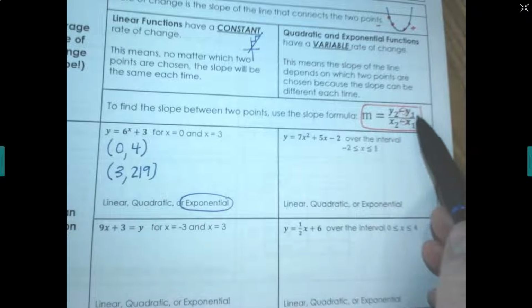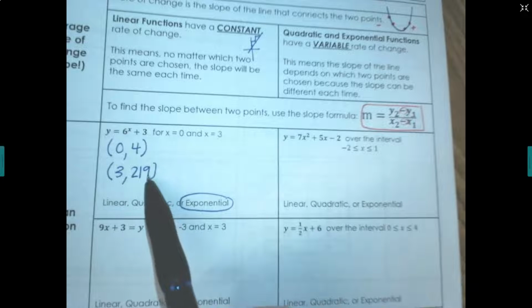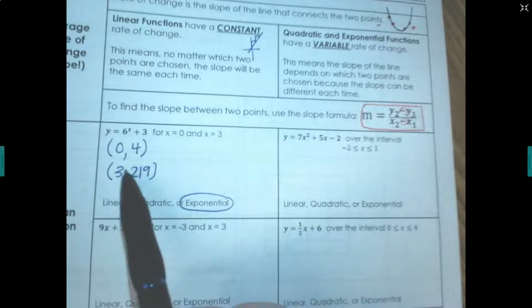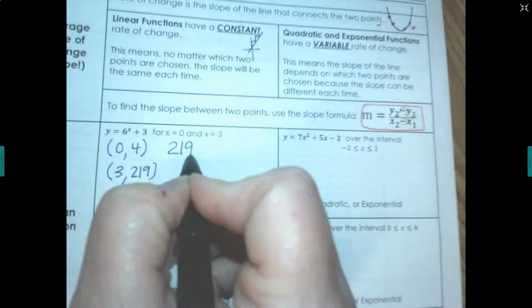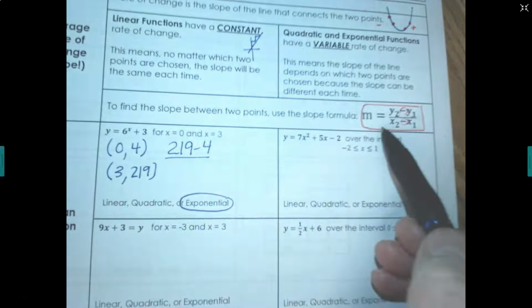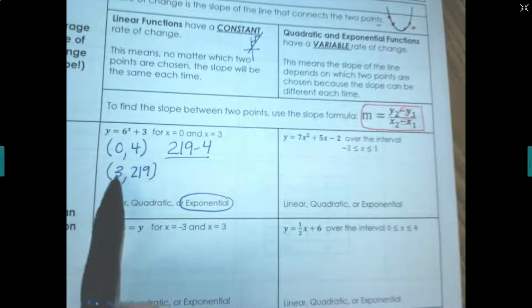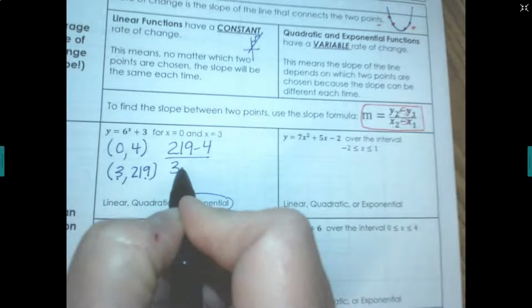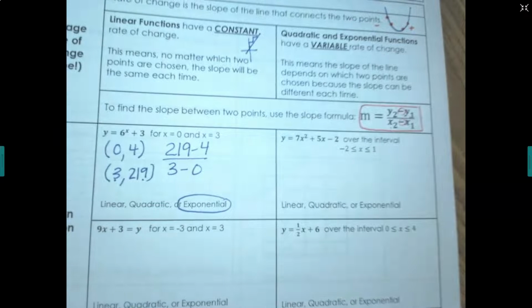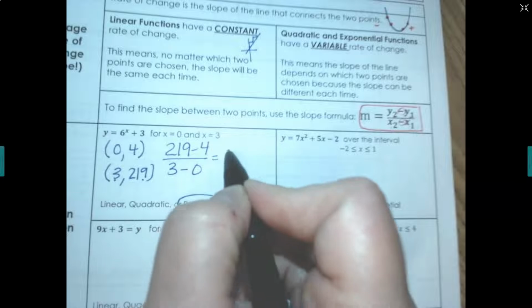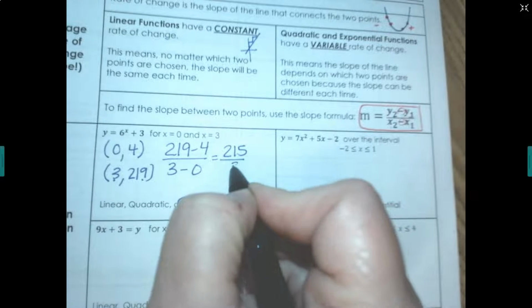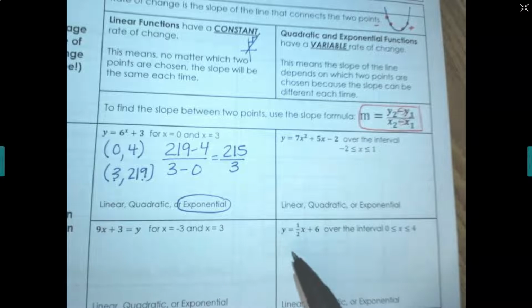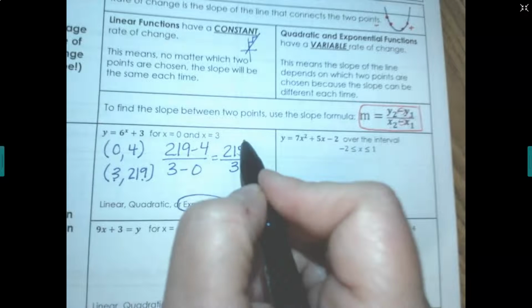This is y minus y. The order in which you subtract doesn't matter as long as you go in the same order for the second part. So if I say 219 minus 4, divided by, now I say x minus x here, because I started with 219, I have to start with the same point and start with 3 minus 0. 219 minus 4 is 215. 3 minus 0 is 3. And this fraction will not reduce. That's as simplified as it can get.